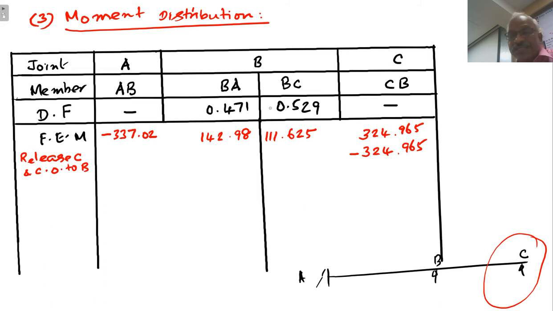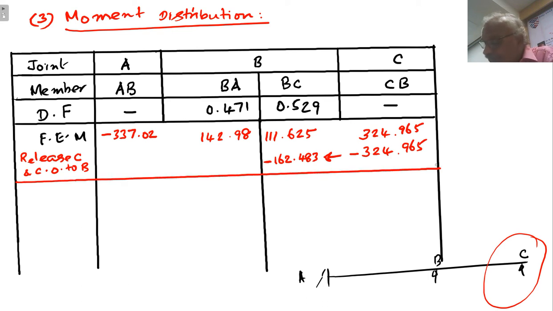Right. So BC is a span. In a span, we know when the far end is continuous or fixed, there will be a carryover to the opposite end of the same span, with value equal to m by 2. m by 2 is minus 162.483. So this is the first work. First we have released the support C. Right, so the first work we have done.